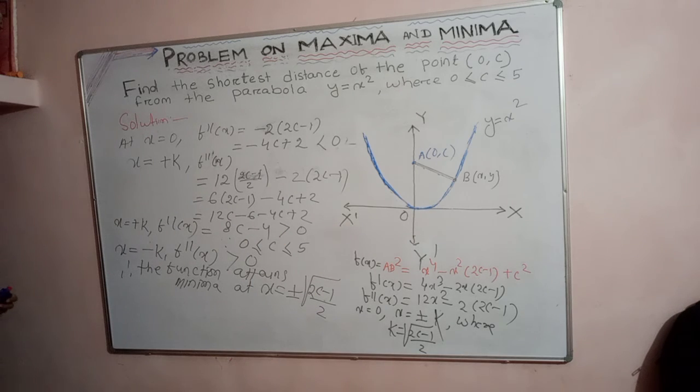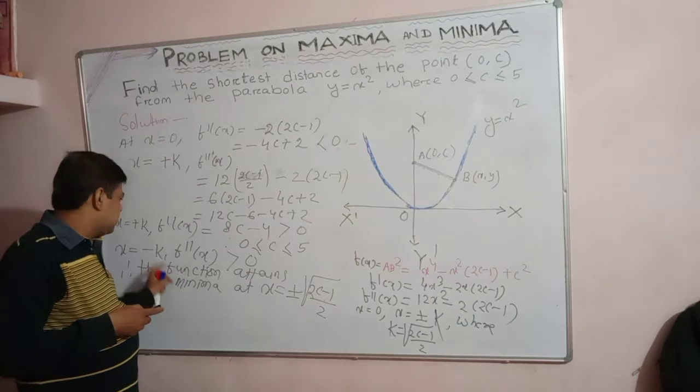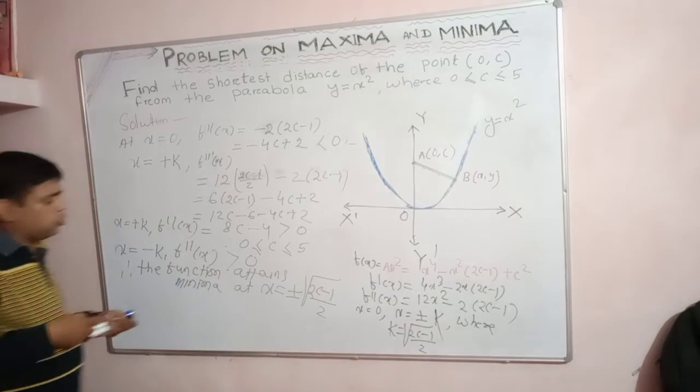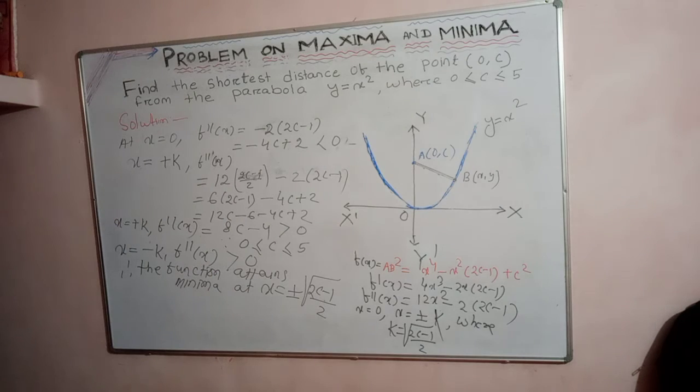Is it clear, students? It means the distance of the point from the parabola will be shortest when x is equal to plus minus root of 2c minus 1 by 2. Is it clear? Understand? So let us find out the shortest distance of the point. Note down this one. Noted? Okay.